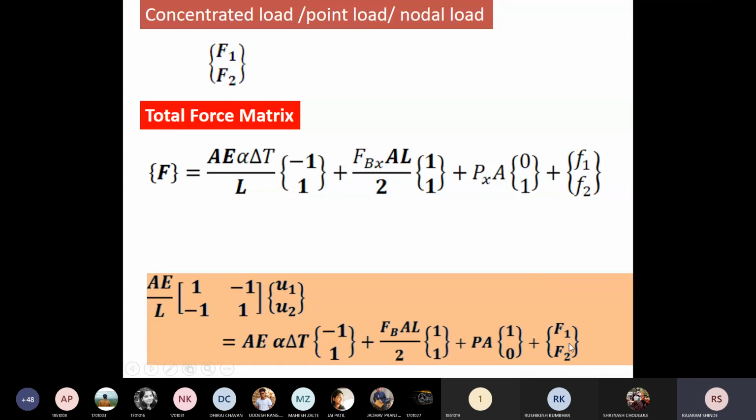Okay, now I will stop here. Tomorrow we will discuss the numericals on this.